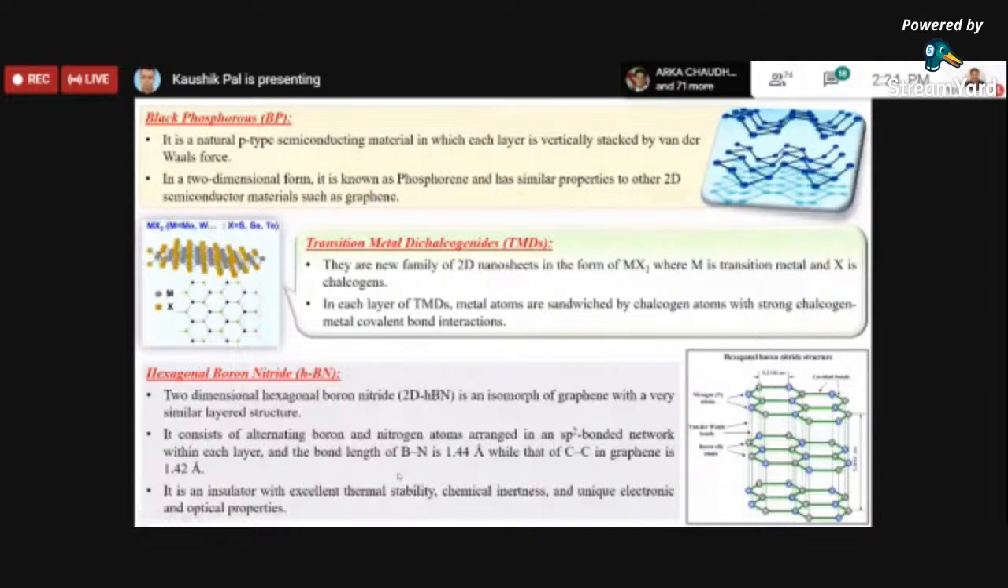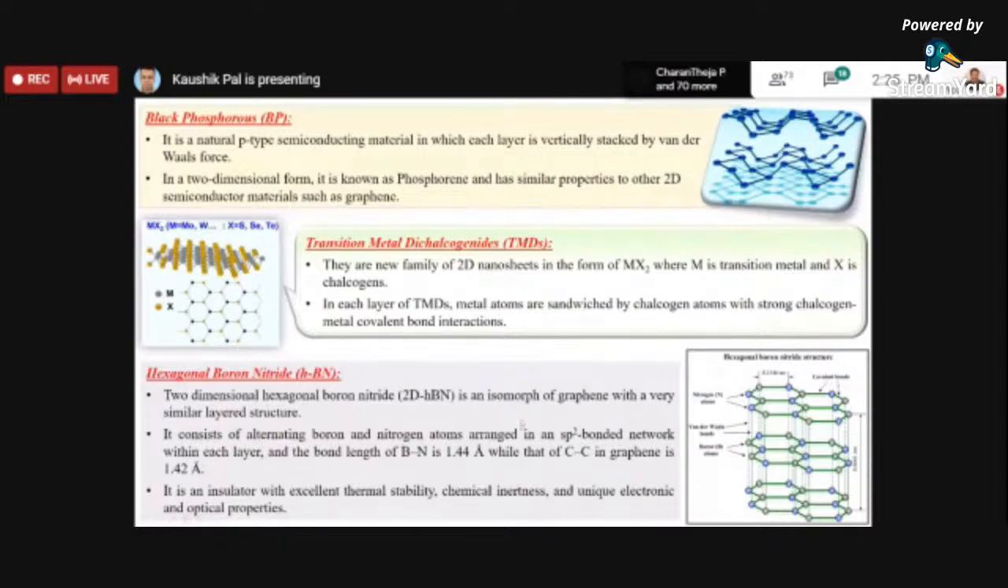Then we have black phosphorus. In short, it is known as BP. It is a natural p-type semiconducting material in which each layer is vertically stacked by van der Waals force. So basically in between the layers, van der Waals bonds are acting, and from black phosphorus people are making phosphorene, which is a very good example, and we have already used this phosphorene in our lab for sensing applications. In a two-dimensional form, it is known as phosphorene and has similar properties to graphene. It is almost the same as graphene, another semiconductor like graphene.